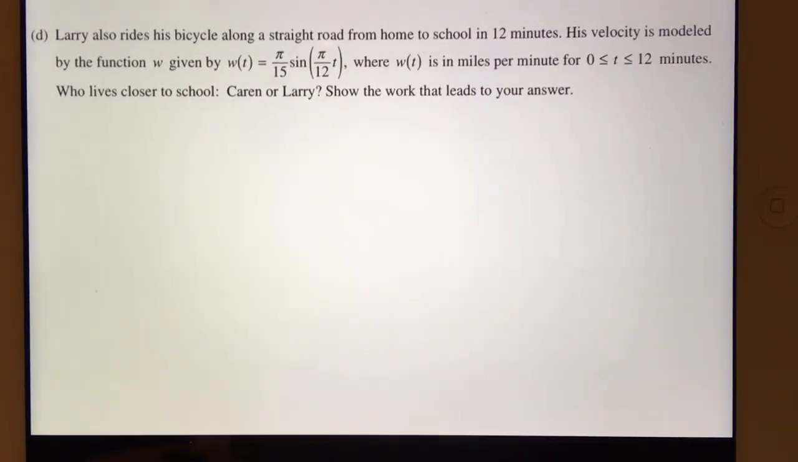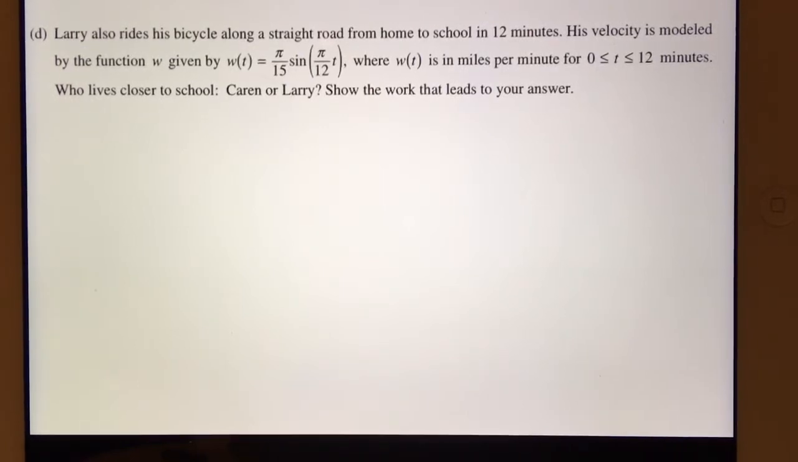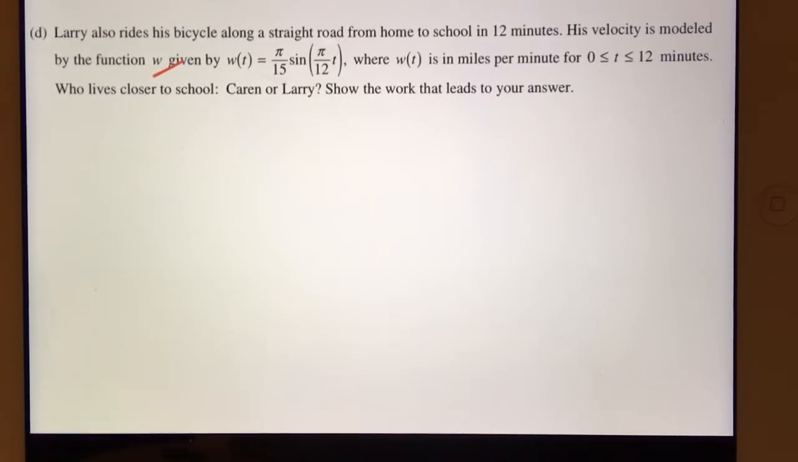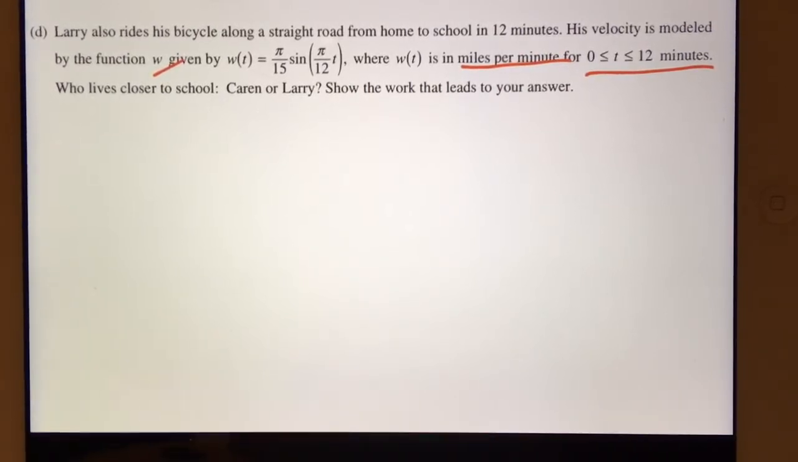D. Larry. Okay, introducing a new character here. Larry also rides his bicycle along a straight road from home to school in 12 minutes. Same amount of time as Karen. His velocity is modeled by the function W, given by W(t) equals pi over 15 sine of pi over 12 t, where W(t) is in miles per minute, same as Karen. Remember, you have to think about these things as you're reading this problem. 0 to 12 minutes, same as Karen. Who lives closer, Karen or Larry?